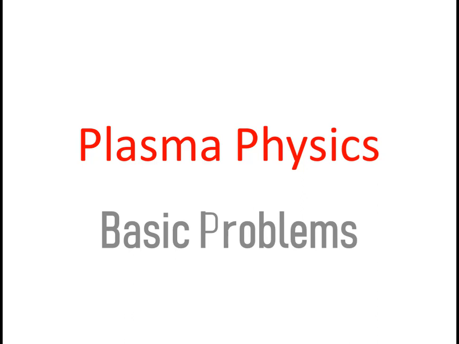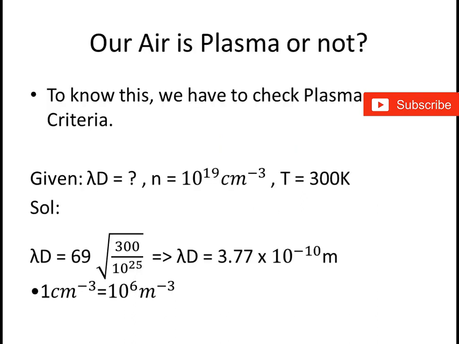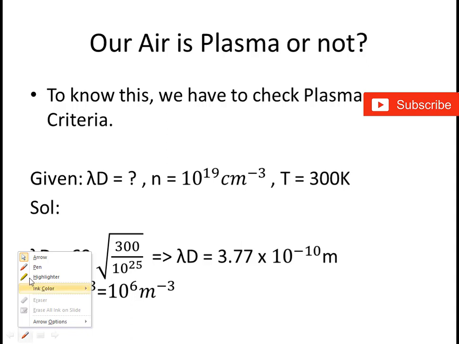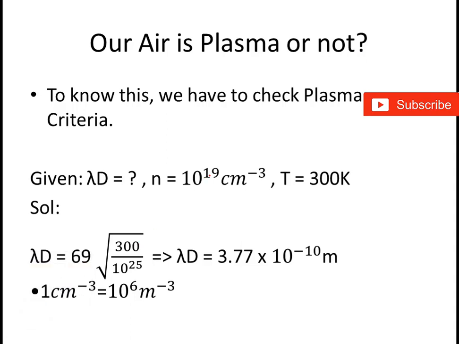I have to discuss some basic problems including plasma physics, just like that: is air plasma or not? These are very basic problems and also come in exam MCQs. So let's go. Is our air plasma or not? As I have discussed three main criteria for plasma, by using those criteria we can check whether that system or that gas is plasma or not.